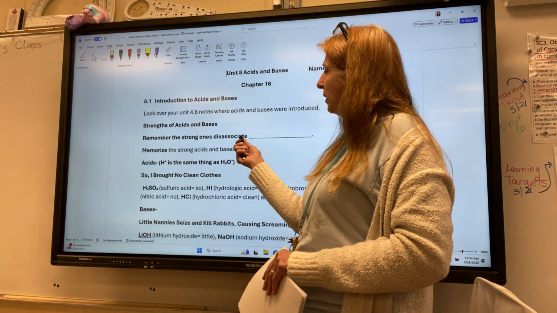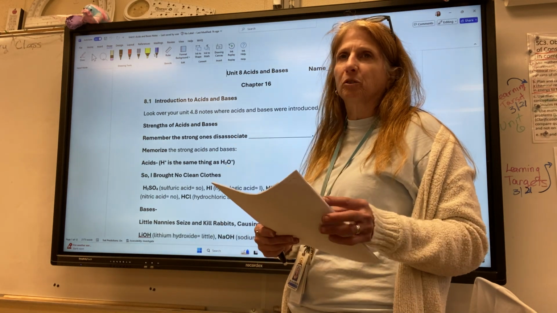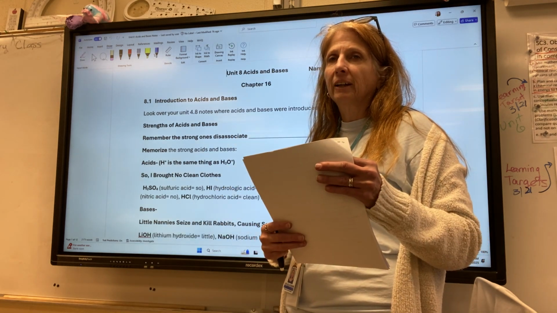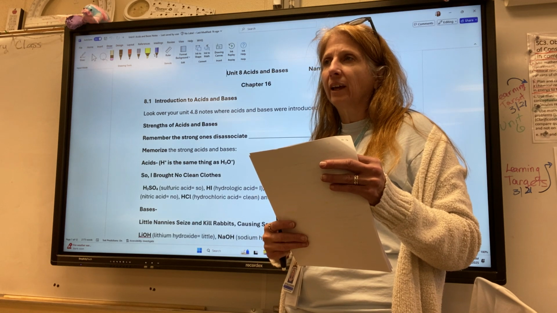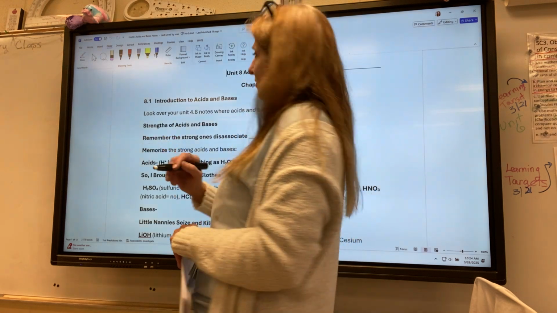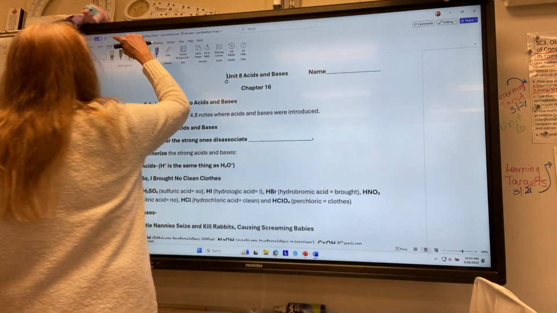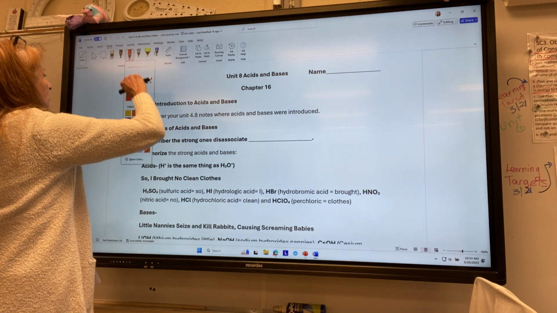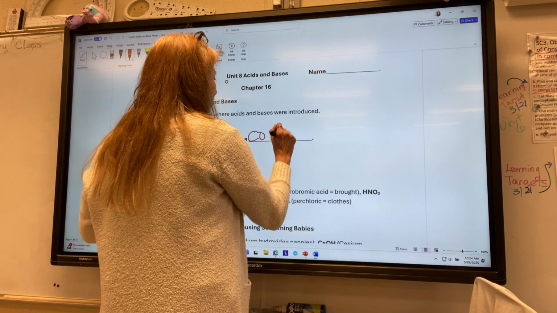So strong acids and bases disassociate a little bit or completely. Are y'all just not with me today? Y'all are very quiet. You should know this. Strong, you learned this in honors. Strong acids and bases disassociate. Oops, I gotta make it draw. I'll do red again. They disassociate completely.